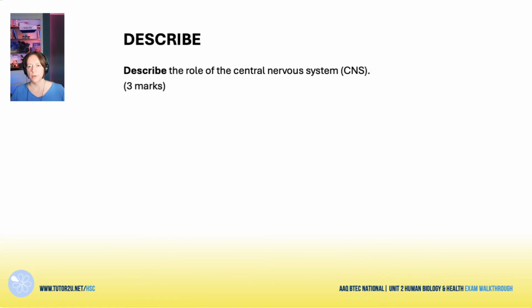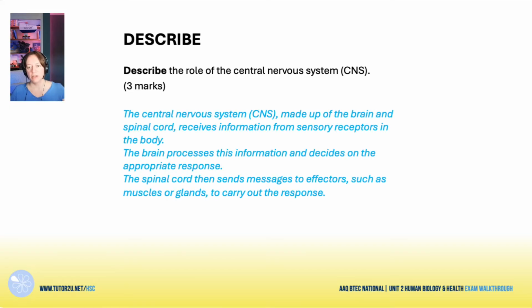So let's have a look at an example. This one is describe the role of the central nervous system, which sometimes we refer to as the CNS, for 3 marks. So I'm going to use that 3-step technique. So I've put my 3 parts into 3 separate sentences on different lines. So first part: central nervous system, made up of the brain and spinal cord, receives information from the sensory receptors in the body. Then my middle point: the brain processes this information and decides on the appropriate response. And then my final point, or my end point: the spinal cord then sends messages to effectors, such as muscles or glands, to carry out the response.